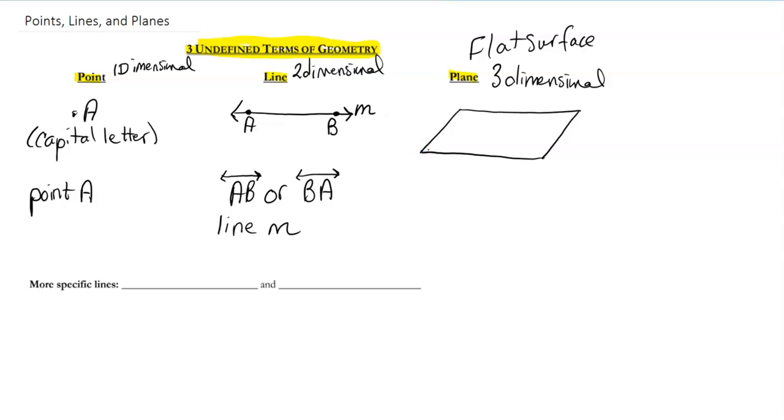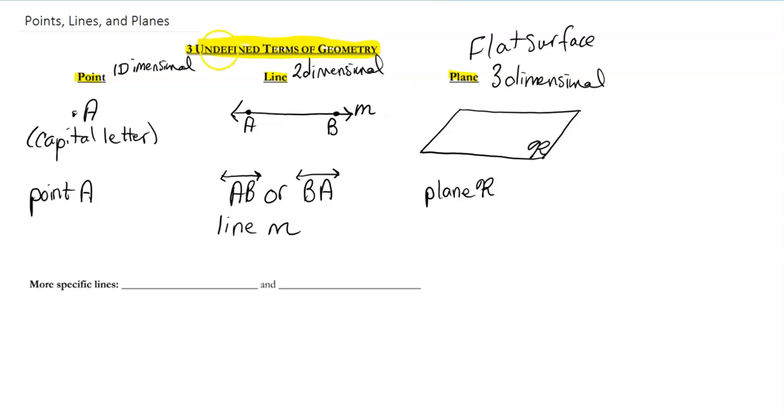And there's 2 ways to name a plane. The first way is a capital cursive letter in the corner. So this can be called plane R. And you don't have to be great at cursive letters, you just have to recognize capital letters in any corner without a point next to them, that represents the plane.